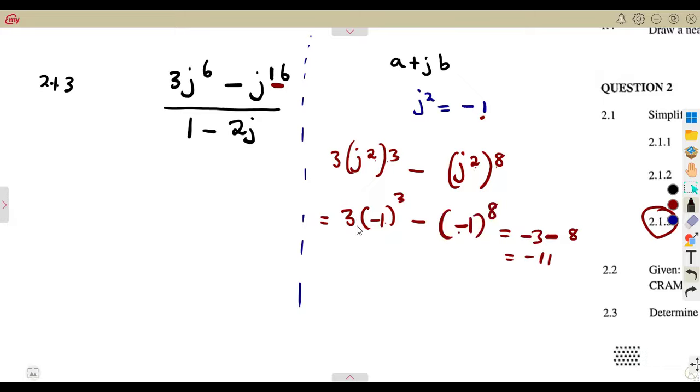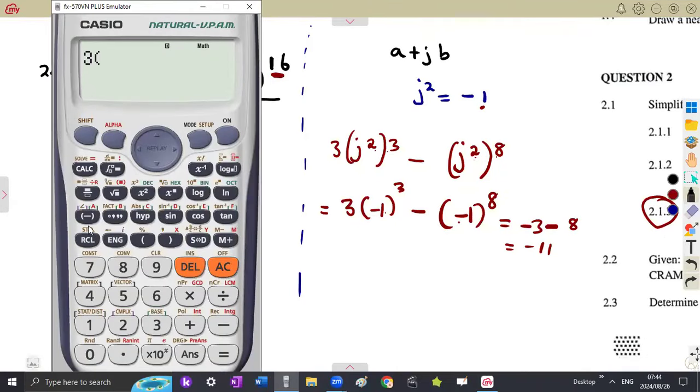So take note here. Minus 1 is raised, or you can just use your calculator straightforward. Okay, let me bring the calculator here so that we can also see the simplification that can be straightforward. So this is 3, open bracket, minus 1, raised to the exponent of 3. Okay, then we're going to have a minus, open the bracket, minus 1 raised to the exponent of 8. Okay, so that was going to be a negative 4.